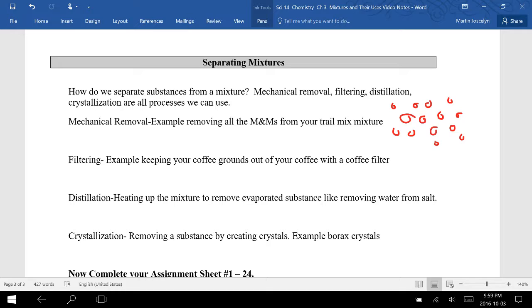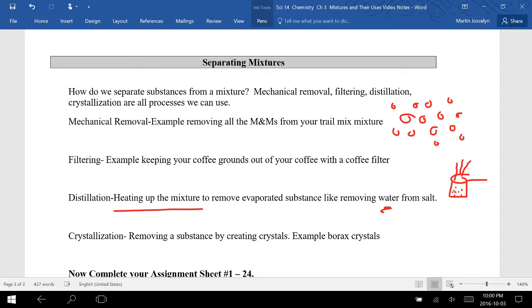Distillation is when we actually heat up a mixture to remove the evaporated substance. So for example, we could heat up water in a pot and all the water would evaporate, and let's say it was salt water, and then all the little salt would be left at the bottom of the pot and all the water would evaporate out. That would be like distillation.